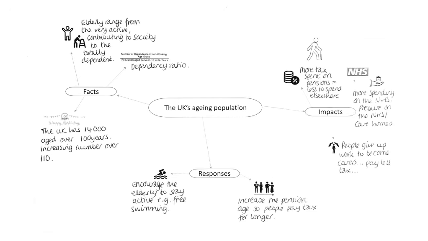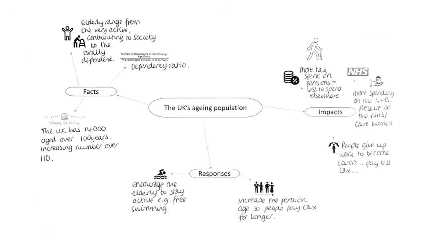The impacts of the UK's ageing population are that we have to spend more tax on pensions, which means there's less money to spend elsewhere. We have to spend more money on the NHS. There's lots of pressure on the NHS from the large number of people with diseases and disabilities of old age, and care homes as well. There's a competition for places and pressure on those. We also find that people have to give up work to become carers for their elderly parents, which means those people pay less tax.